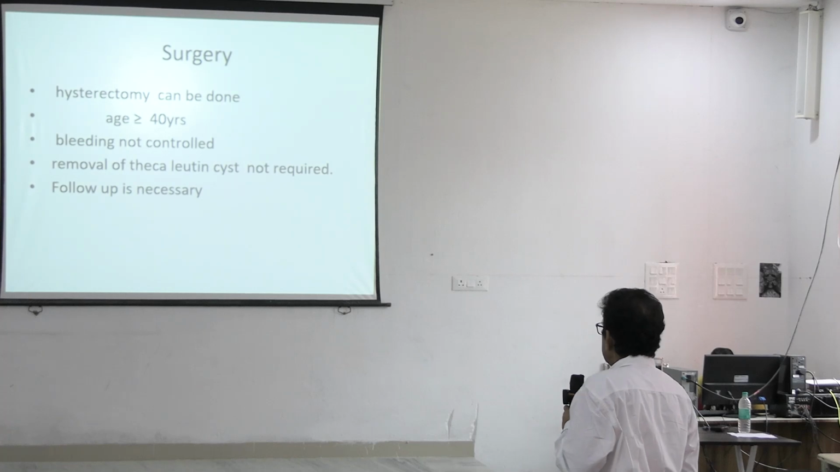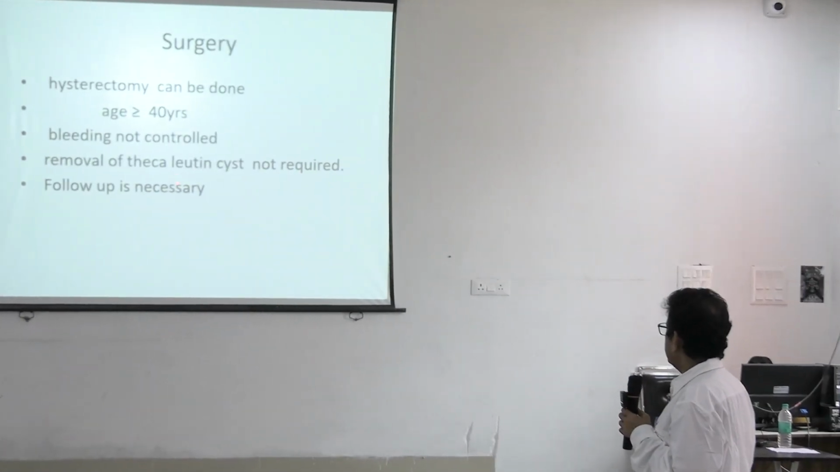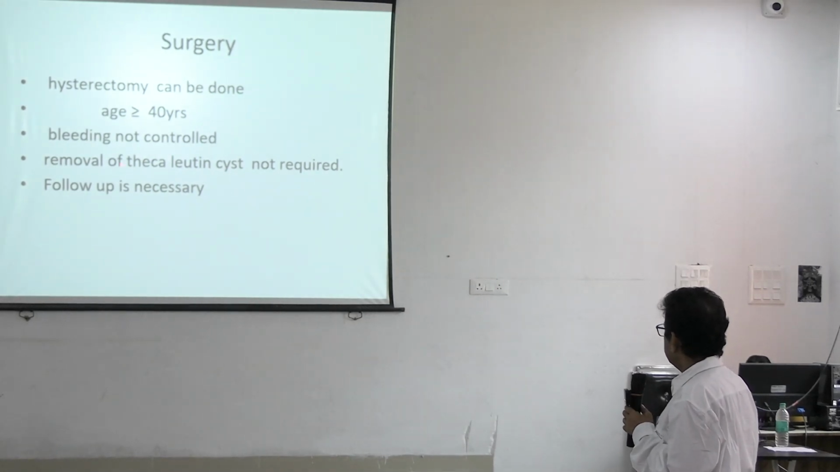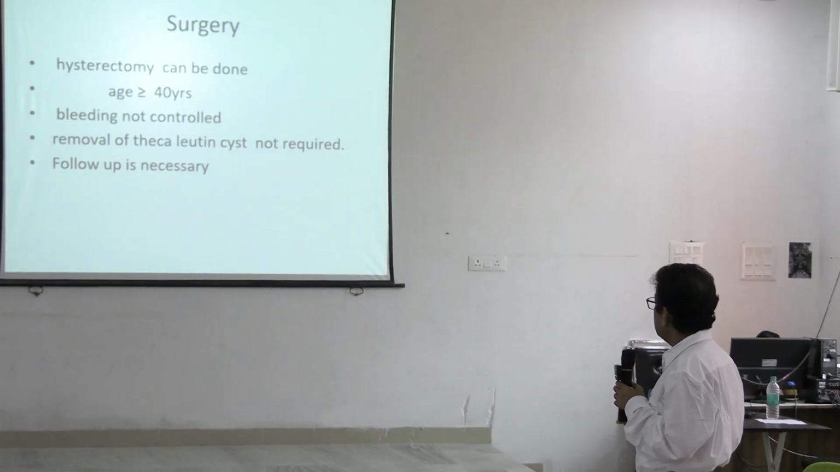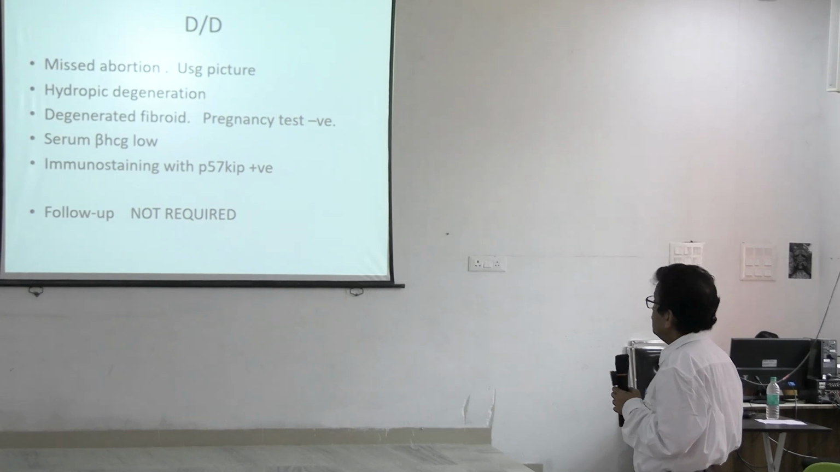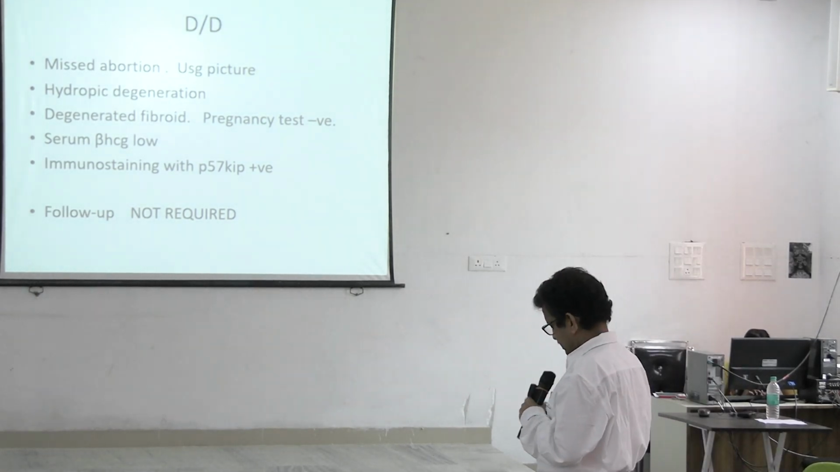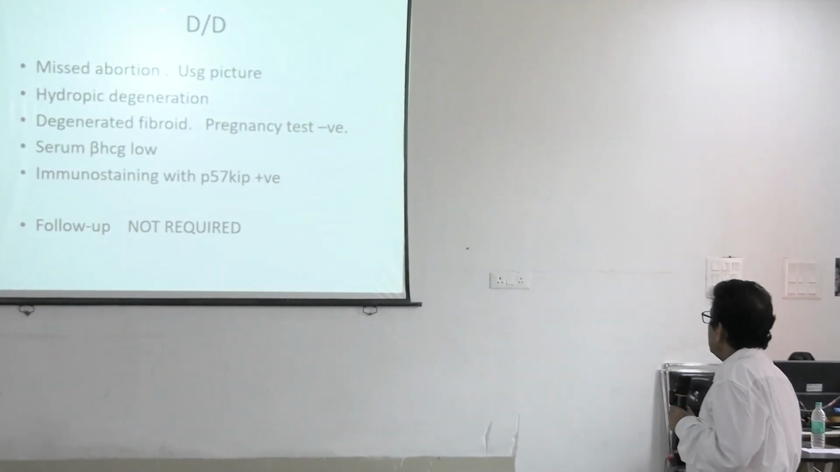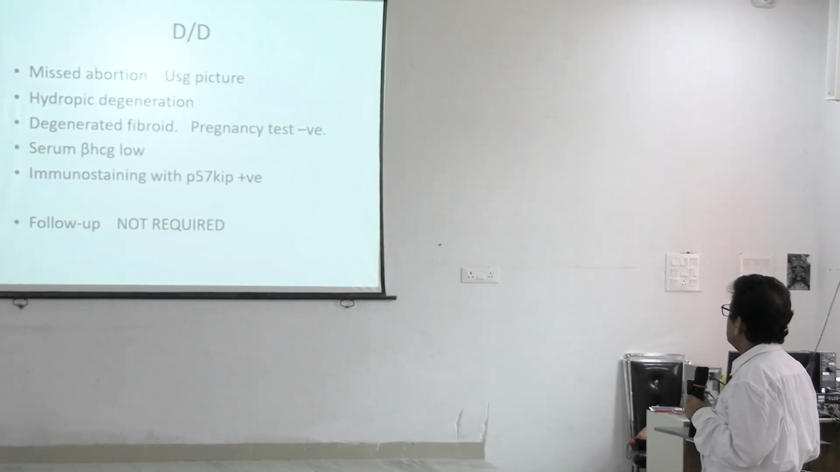because if the molar tissue is removed, then it will automatically undergo regression. Both the ovarian cysts will undergo regression. It does not require surgical treatment, but follow-up is definitely necessary. So that is about the place of surgery. Then what are the other possibilities? Especially where the presentation is with bleeding PV, pain abdomen, and amenorrhea.